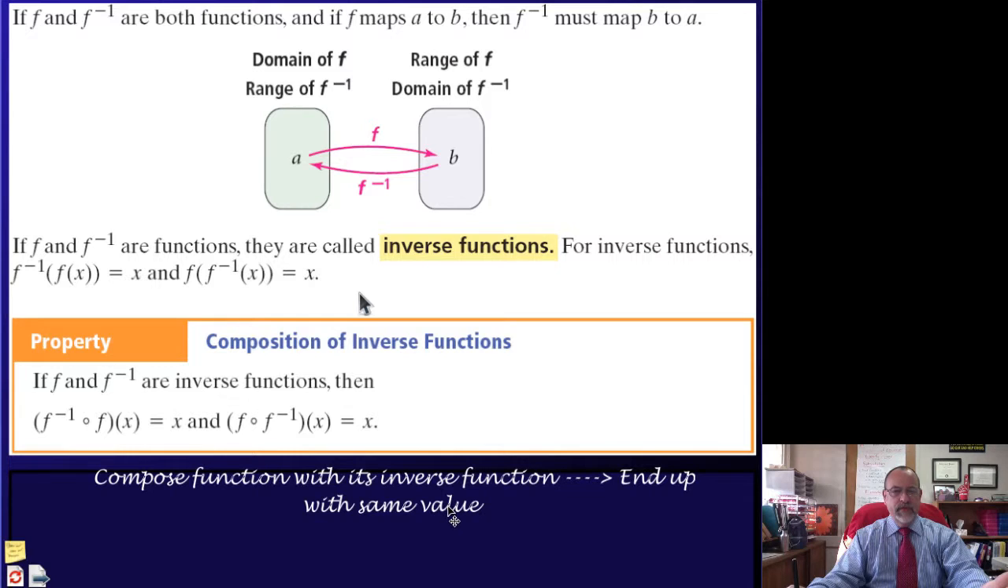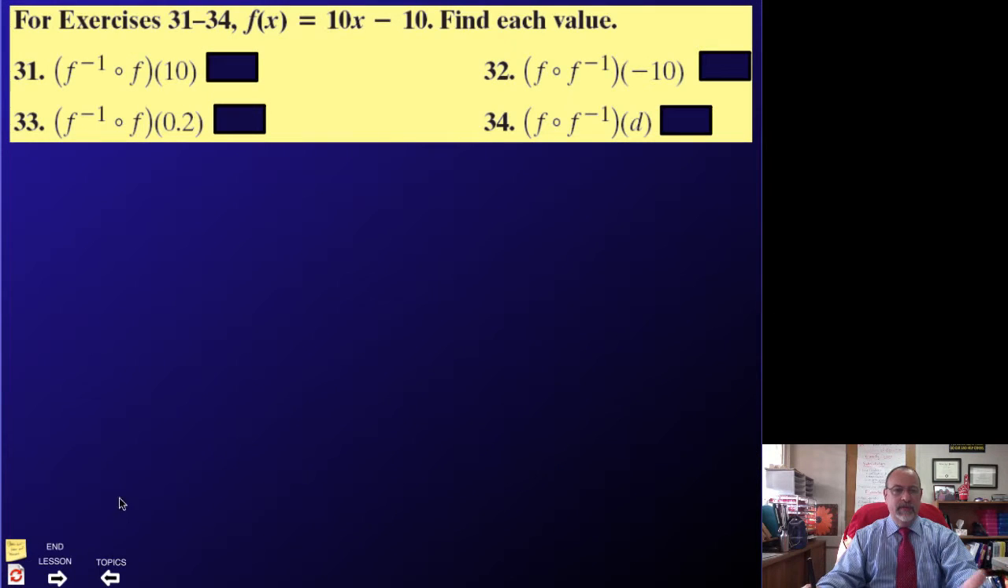Maybe I can do this better by just showing you an example. Look, if you compose the inverse with a function, if you put in 10, you're going to get out 10. Ta-da! Whatever you put in, that's what comes out. You don't have to go through the whole process of finding the inverse. You just understand that if you put in 10, you're going to get out 10. It's that easy. If these are inverse functions and you put in negative 10, what are you going to get out? Negative 10.